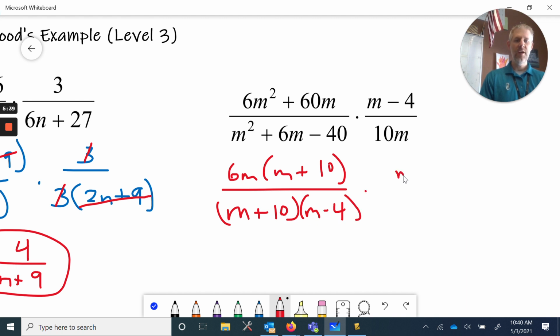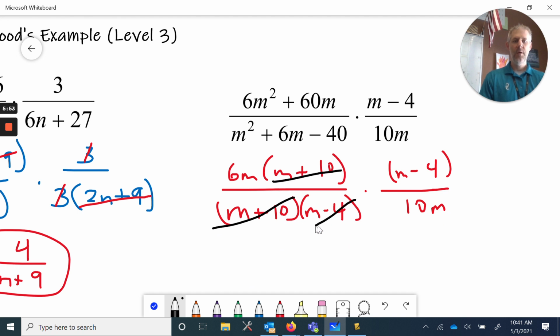And then I've got an m minus 4 here. Again, no common factor besides 1, so I'll group it. And I've got 10 times m here. Okay, now let's cancel. So I notice an m plus 10, m plus 10. My m minus 4s cancel. I notice my m's cancel. And so that would simplify to 6 times 1 is 6. 1 times 10 is 10.